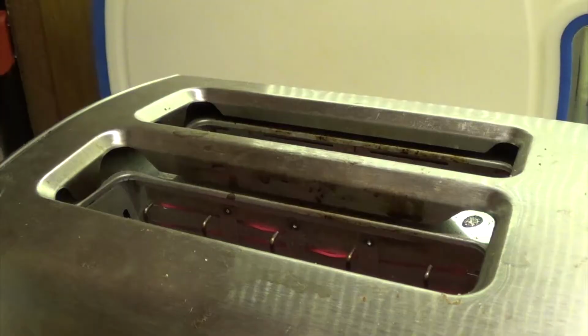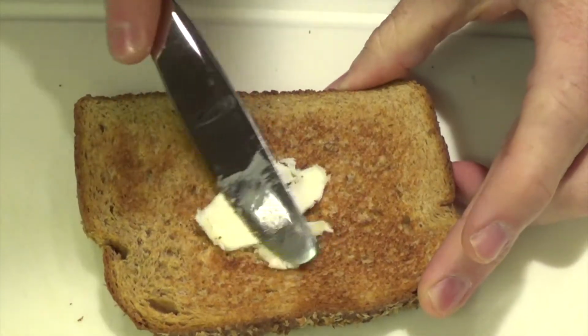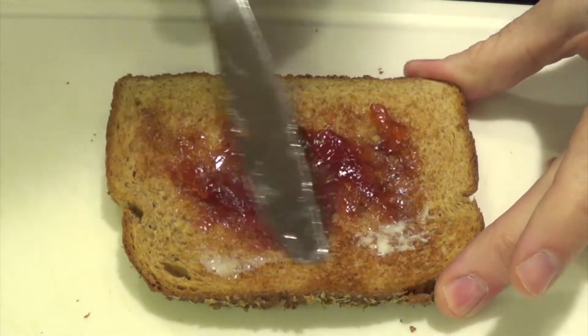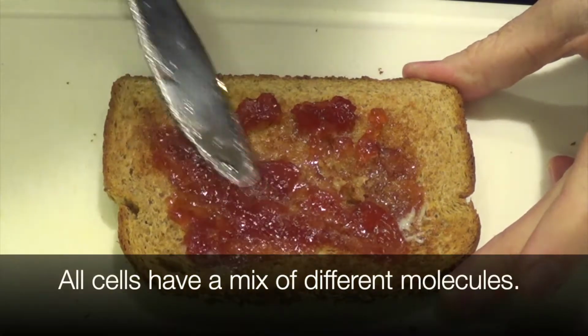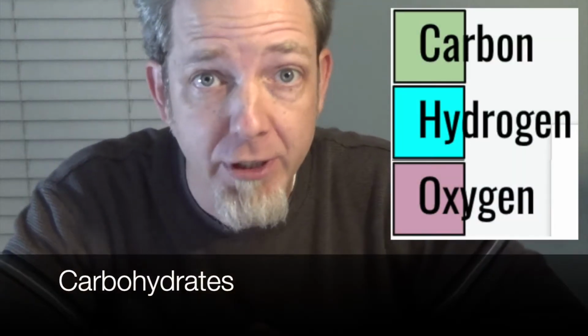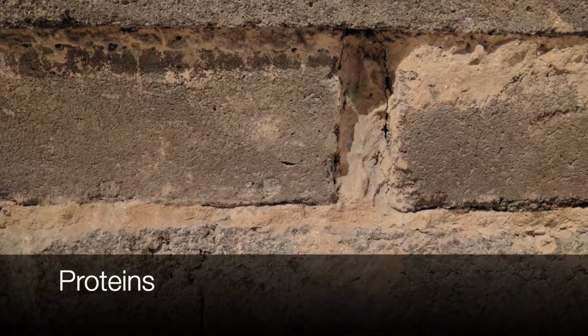This food is mostly carbohydrates. The wheat that the bread was made from had cells with a lot of molecules of carbohydrates. It had proteins and lipids too. All cells have a mix of different biological molecules. Carbohydrates are a mix of carbon, hydrogen, and oxygen. These are basically sugars and sugars with extra attachments. There are proteins. These are the building blocks of cells.